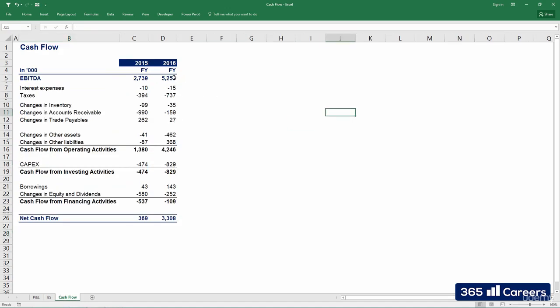This is how you can calculate a company's cash flow on your own. It's an invaluable skill for all corporate finance practitioners.